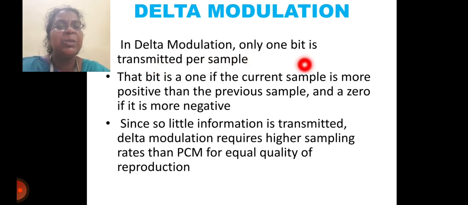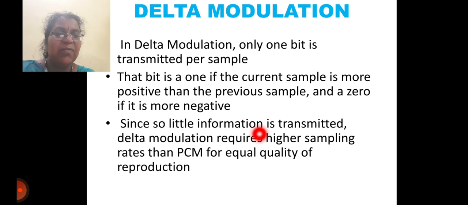In delta modulation, only one bit is transmitted per sample. That bit is a 1 if the current sample is more positive than the previous one, and a 0 if the current sample is more negative than the previous sample. So, little information is transmitted. Therefore, delta modulation requires a higher sampling rate than PCM. So, for ensuring equal quality at reproduction or regeneration, the higher sampling rate is preferred at the transmitter section.